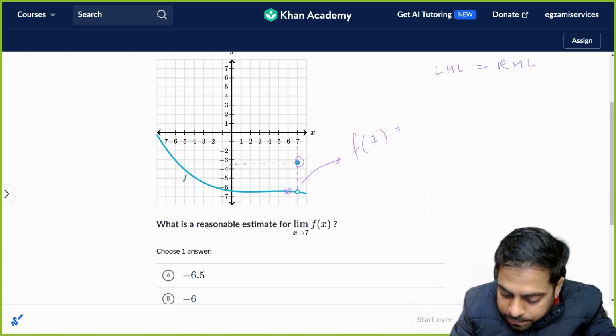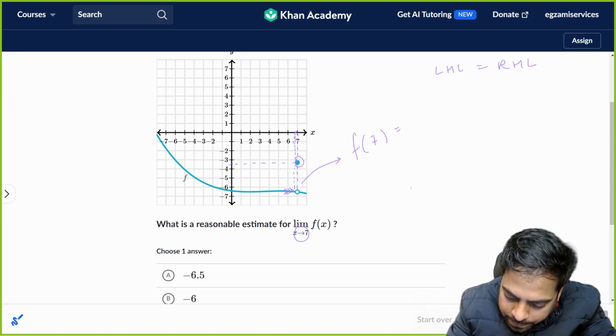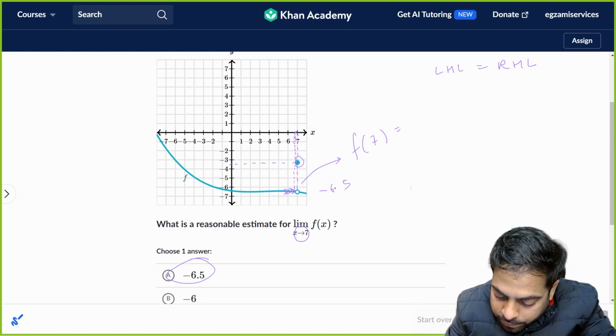Here, look at the way I'm finding the LHL. For x approaching 7, I'll go close to 7 on the left side, and it is going somewhere between -6 and -7. So let's say -6.5, because I can see that number there also. From the right hand side also, my RHL is going towards -6.5.